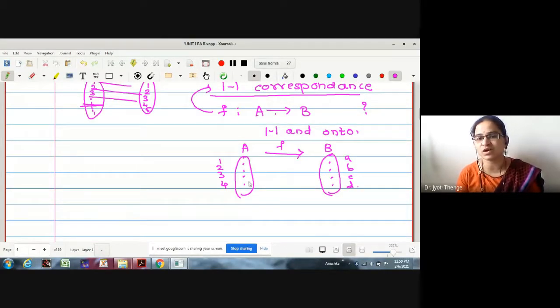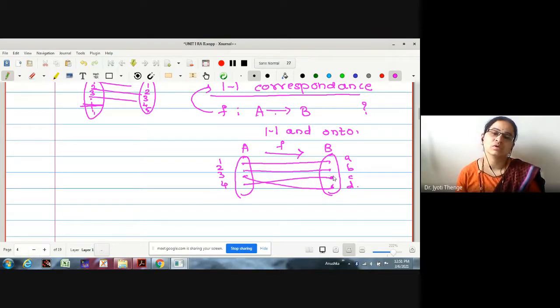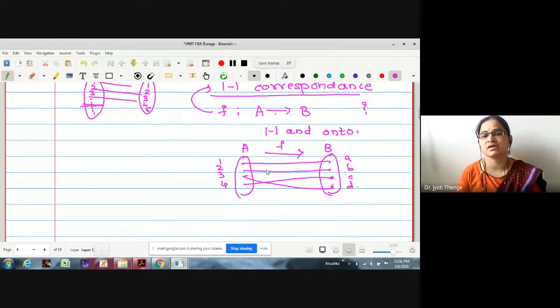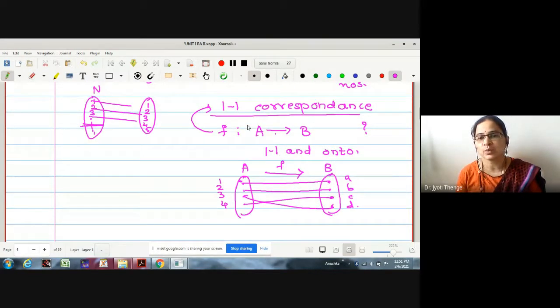Then what is 1, 1 and onto? 1, 1 means for every element there is one element in B. And what is onto? Range is equal to codomain. That is, every element in B has a unique pre-image. Correct now? Yes, ma'am. Therefore, 1, 1 onto means this is the case. For every one element in A, there is one element in B. This is called a 1, 1 correspondence. Whenever this situation holds, then the two sets are said to have the 1, 1 correspondence.